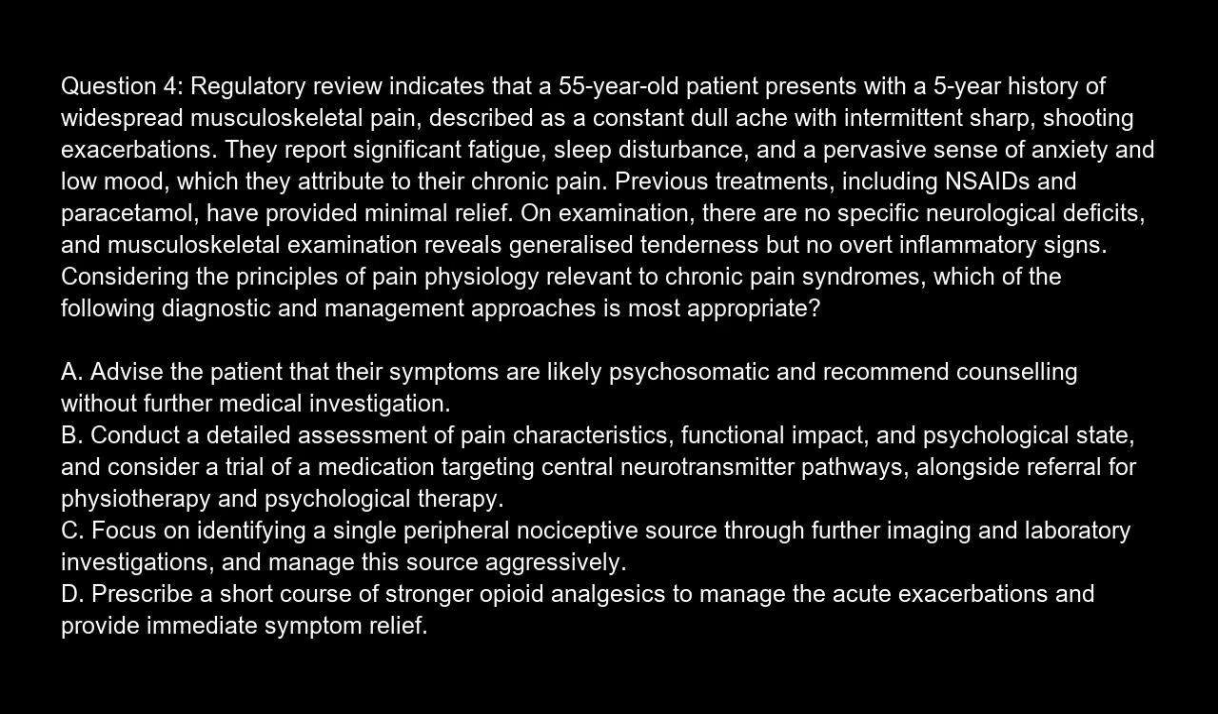Question 4. Regulatory review indicates that a 55-year-old patient presents with a 5-year history of widespread musculoskeletal pain, described as a constant dull ache with intermittent sharp shooting exacerbations. They report significant fatigue, sleep disturbance, and a pervasive sense of anxiety and low mood, which they attribute to their chronic pain. Previous treatments, including NSAID and paracetamol, have provided minimal relief. On examination, there are no specific neurological deficits, and musculoskeletal examination reveals generalized tenderness but no overt inflammatory signs.